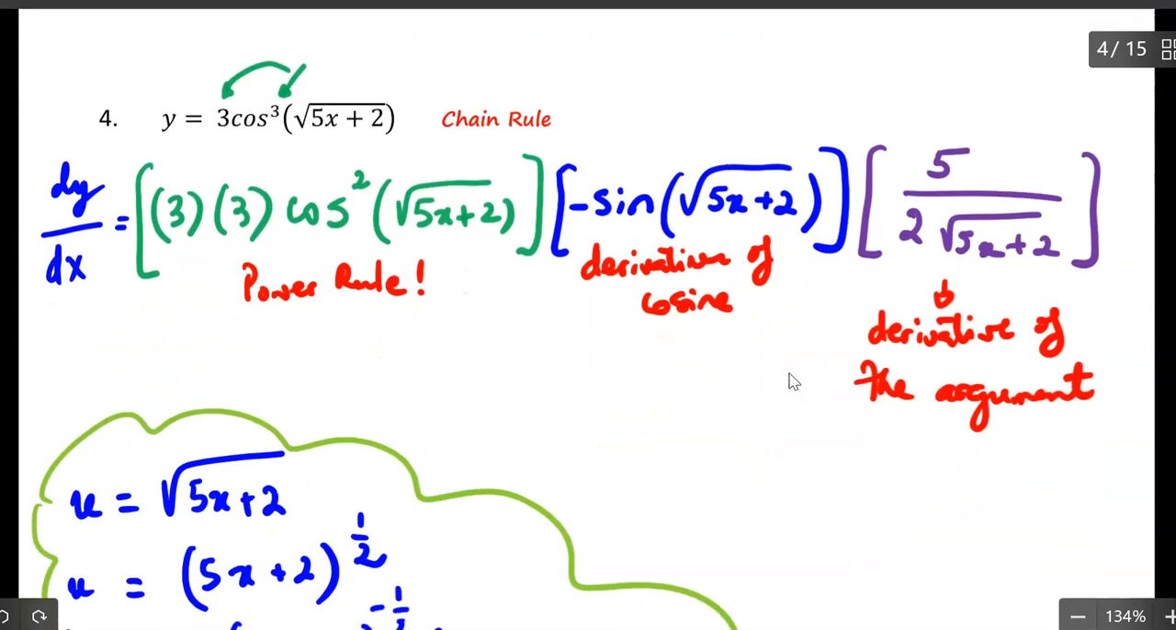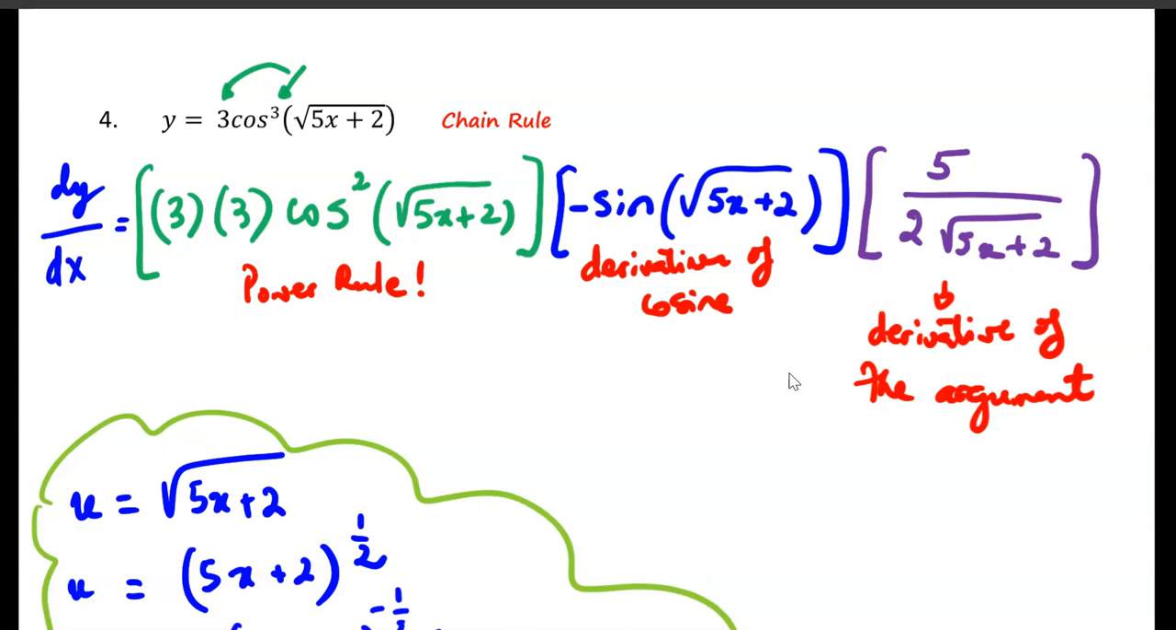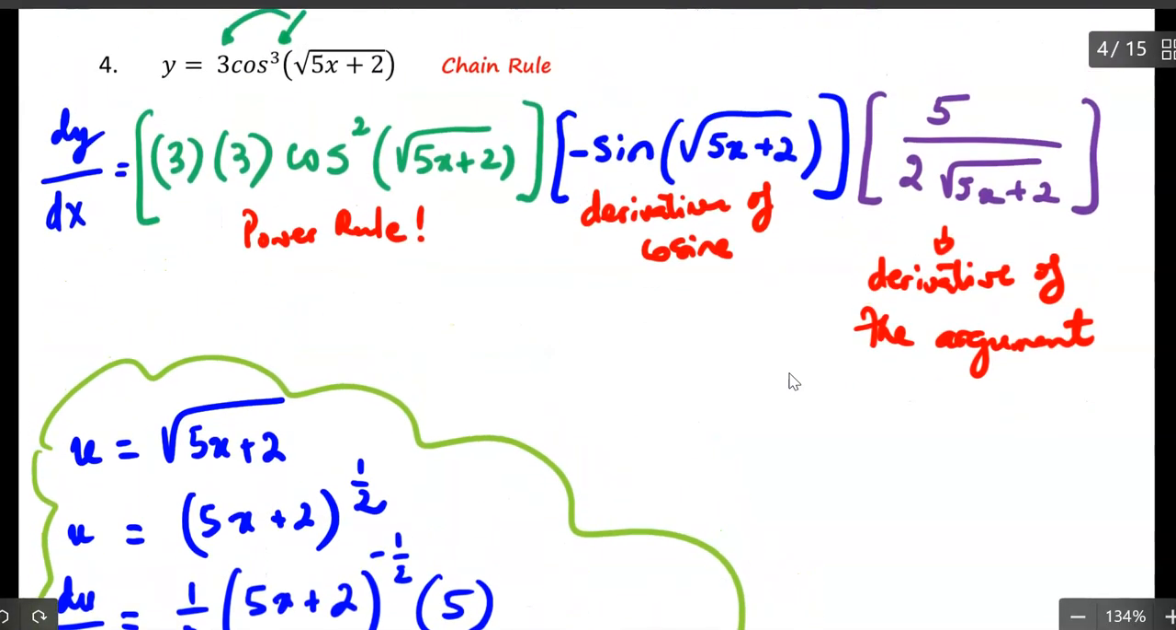Okay, so we break this into 3 parts. So in the end, my final answer for this, if I simplify, you see 3 times 3. So I take this 3 times this 3 times this 5 times the negative sign. So I should have negative 45.